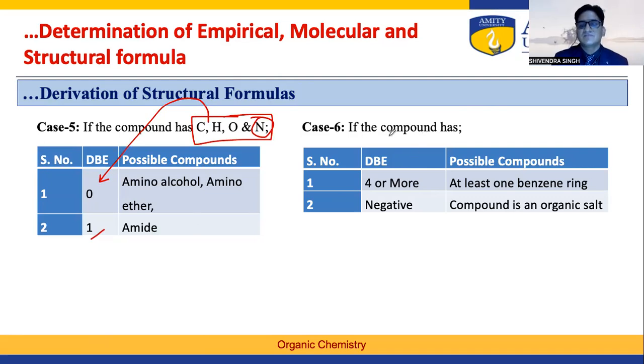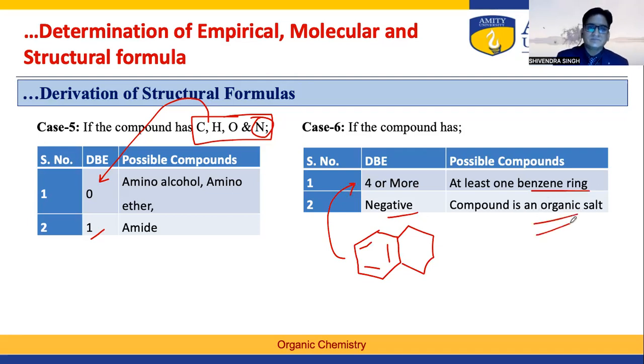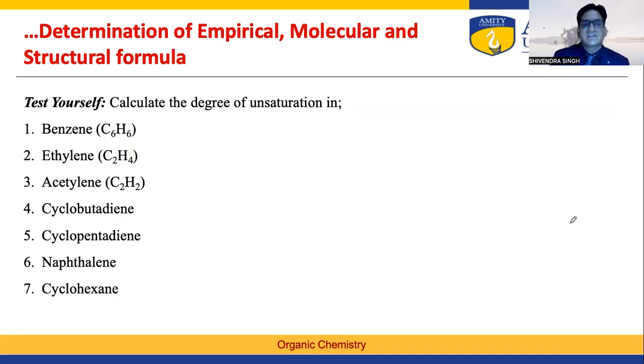If the dB value is 4 or more than 4, then we can say that one benzene ring is present in the molecule, because we already know that benzene has one ring and three double bonds. If we add this data, three double bonds plus one ring, that is equal to 4. If it's more than 4, then maybe some other ring or something else is present. So depending upon the availability of data, we can predict the structure. Another possibility is that dB may be negative, and in that case we say the compound is an organic salt. All right.